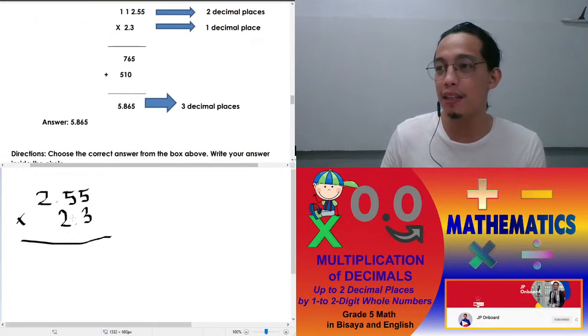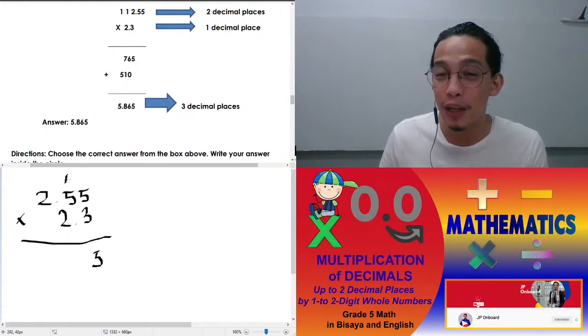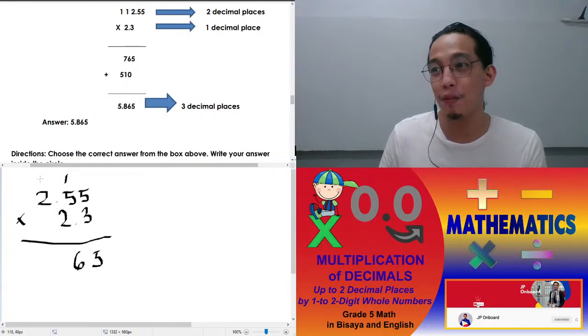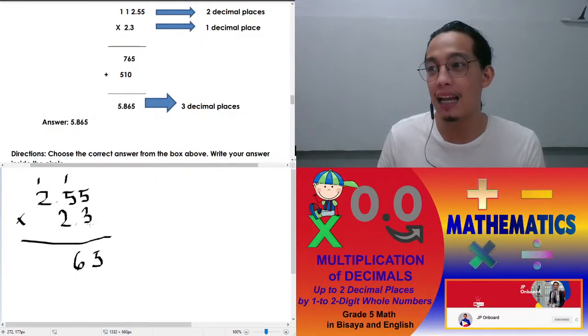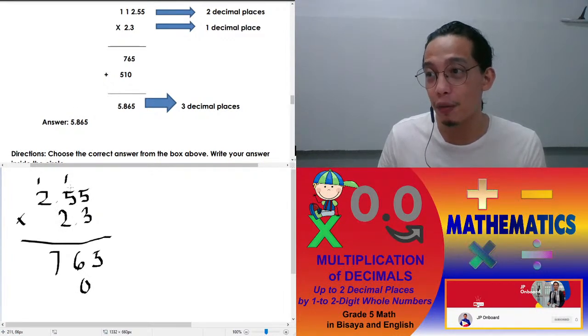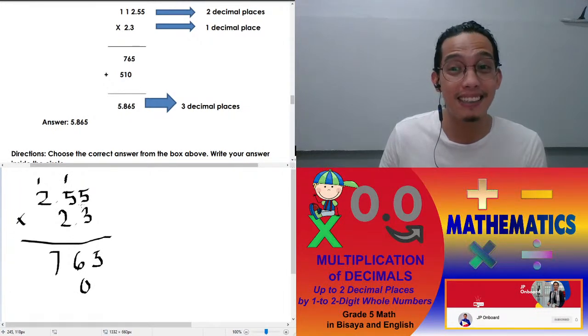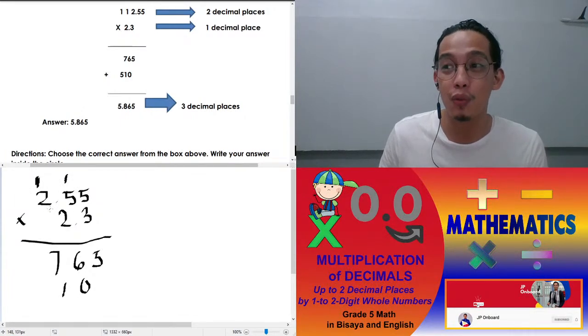Okay, add the products. So for example, this 3 times 5 is 15. We have 5 here, carry 1. 3 times 5, 15, plus 1 here is 16. Carry 1. 3 times 2 is 6, plus 1 is 7. And then, 2 next, 2 times 5 is 10. So we put the 0 here, carry 1. 2 times 5 is 10, plus 1, it's 11. Carry 1 over here. 2 times 2 is 4, plus 1, it's 5.